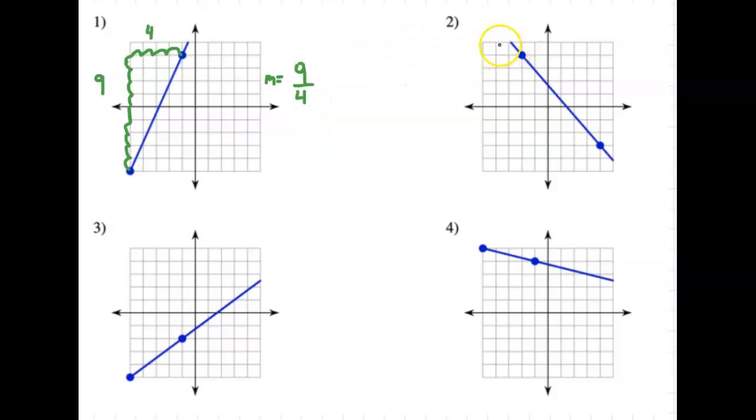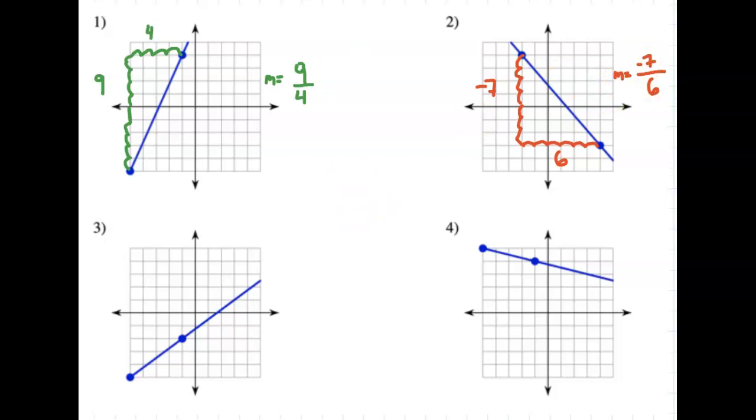Number 2, looks like we have a negative slope here, right? Because as we're going from left to right, it's going down. So start with the left one. I'm going to go down 1, 2, 3, 4, 5, 6, 7. So it's a negative 7, right? And then we go 1, 2, 3, 4, 5, 6. So in this case, m equals negative 7 over 6. And well, 7's a prime number, so it cannot be simplified because 6 is not a multiple of 7.